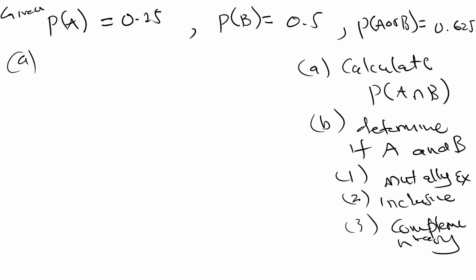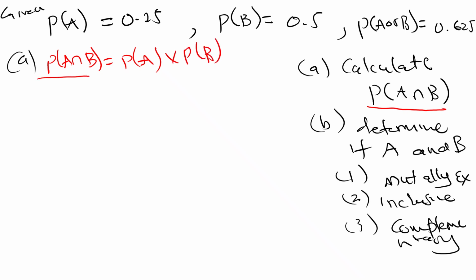As for A, if you want to calculate the probability of A and B, a student would do this: probability of A multiplied by probability of B. This is not correct since you were not told that A and B are independent. So this wouldn't be correct.